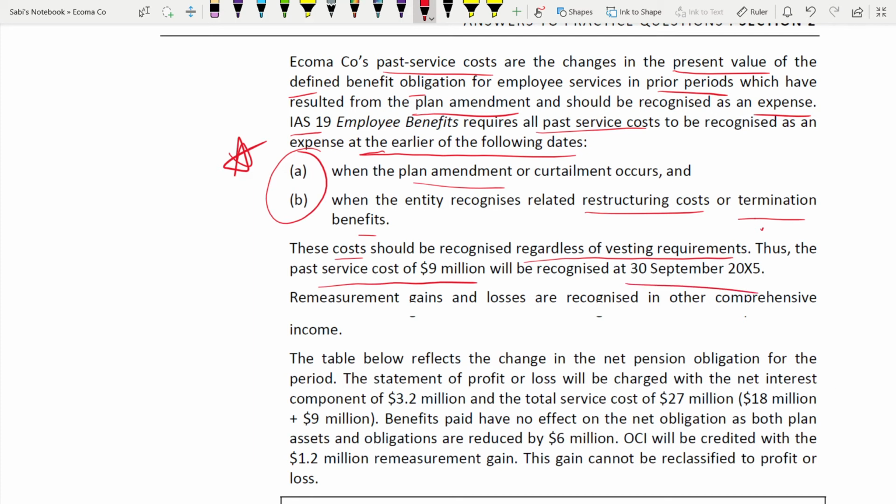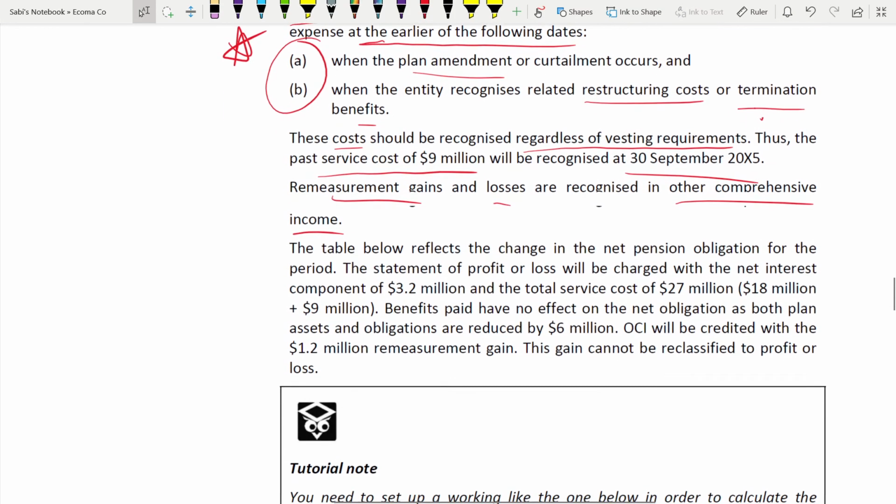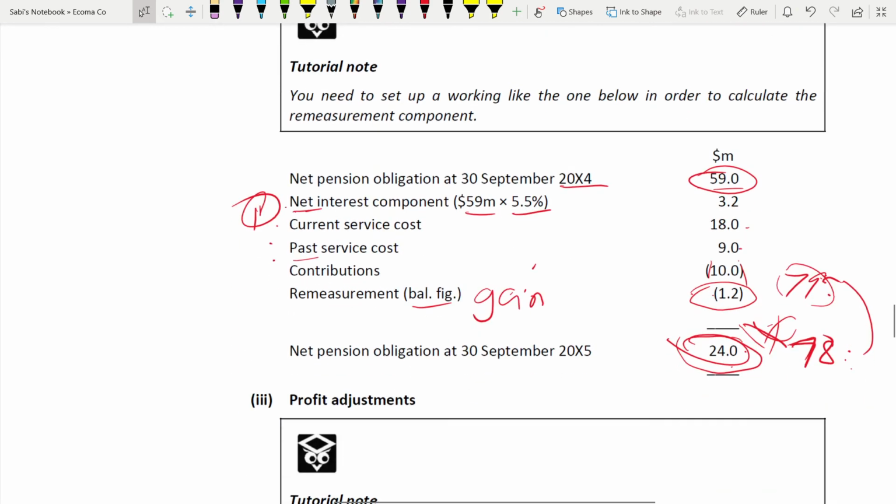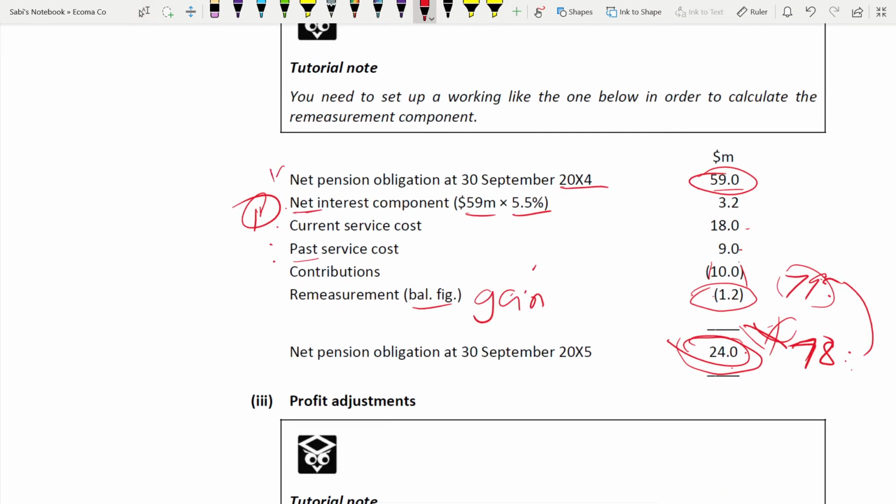And finally, remeasurement gains and losses are recognized in other comprehensive income. One by one, in different paragraphs, you're explaining, so make sure you have explained all the things: net interest, current service, past service, remeasurement gains or losses. When you're explaining, make sure that you follow this order, 1, 2, 3, 4, 5, 6, so this becomes easier for you to write.